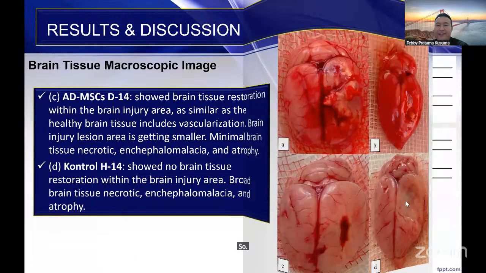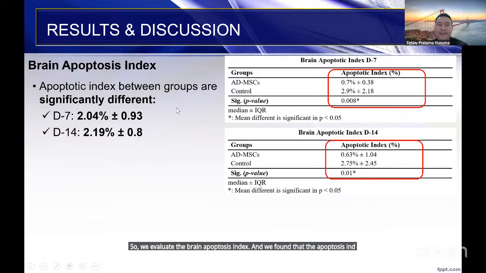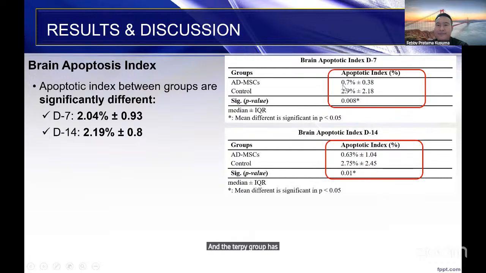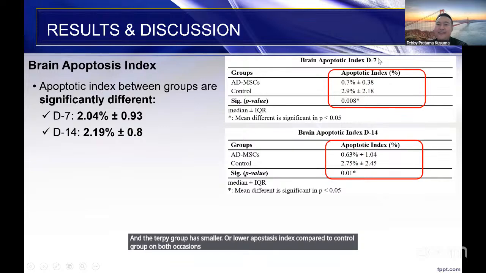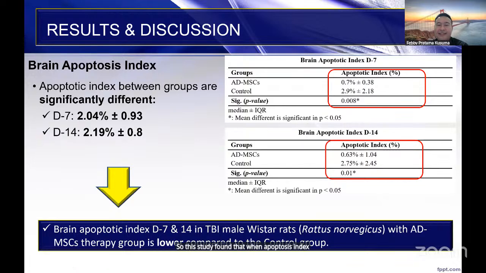So after we evaluate macroscopically, we would like to know how it is microscopically. So we evaluated the brain apoptosis index, and we found that the apoptosis index between groups is significantly different, and the therapy group has a lower apoptosis index compared to the control group on both occasions, on day 7 and day 14. So this study found that the brain apoptosis index on day 7 and 14 in TBI male Wistar rats with adipocyte-derived mesenchymal stem cell therapy is lower compared to the control group.